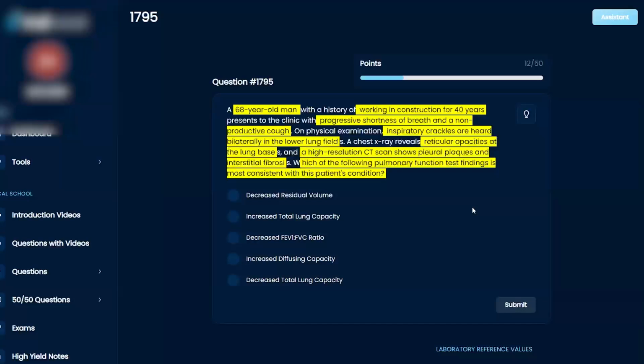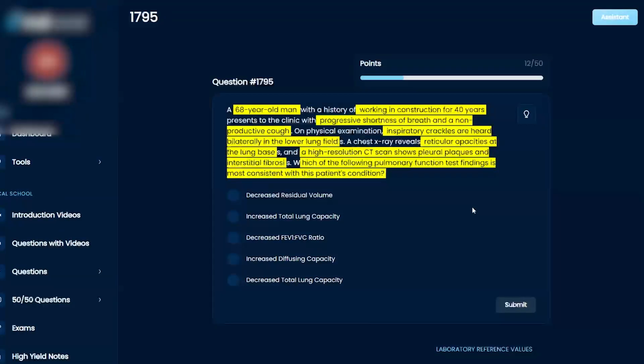Which would fall under the restrictive. So you would expect potentially decreased residual. You're not going to increase lung capacity. You're not going to decrease the ratios we talked about. It's not going to change the diffusion capacity. It could decrease total lung capacity. So now it's distinguishing between residual volume and total lung capacity.